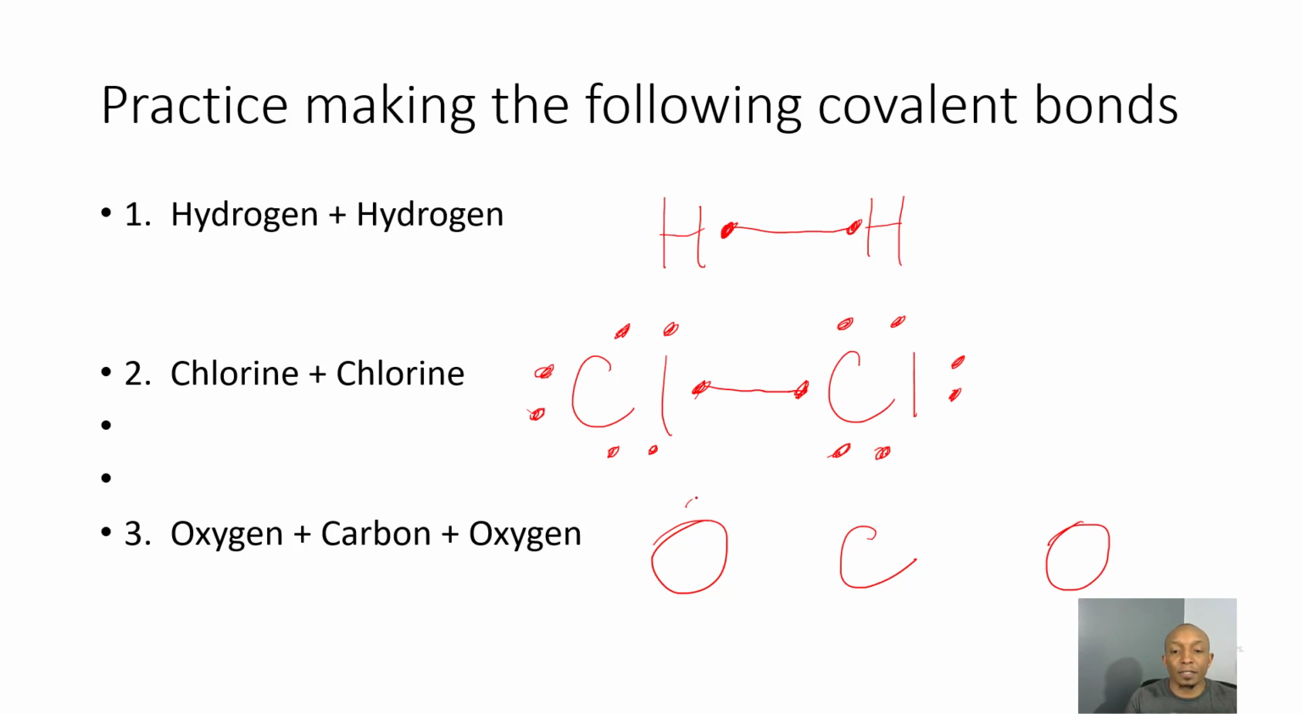Alright, ladies and gentlemen, we're back. So if you did yours correctly, you want 6 valence electrons for each oxygen, and then 4 valence electrons for carbon, and I just make the connection: CO2. So now if we look at it, oxygen has 8 valence electrons, carbon has 8 valence electrons, and then this oxygen has 8 valence electrons.